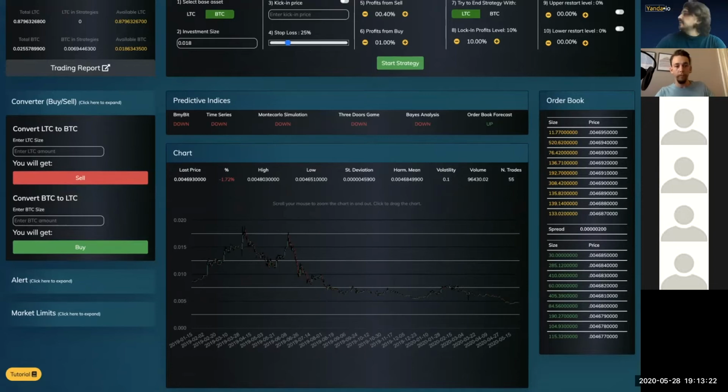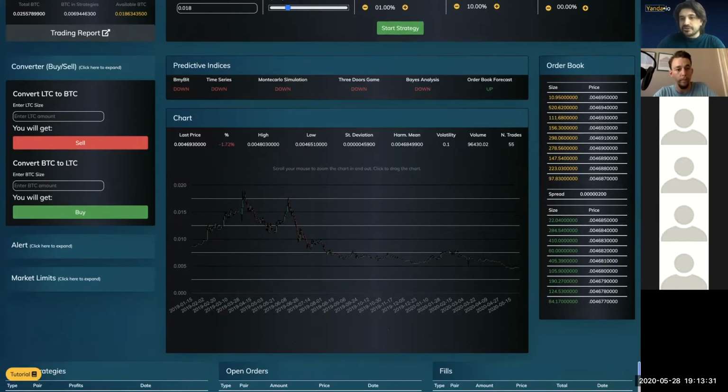So let's make a difference between the order book forecast, which is an actual real-time forecast we get out from the information contained in the order book. Order book forecast up means that the average price of both ask and bid, so people that want to buy and sell cryptocurrencies, is going to be set, averaged, at a price which is higher than the last price in the market. This is it.